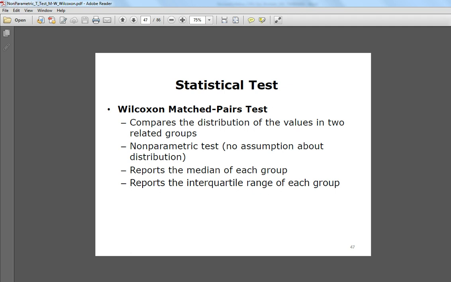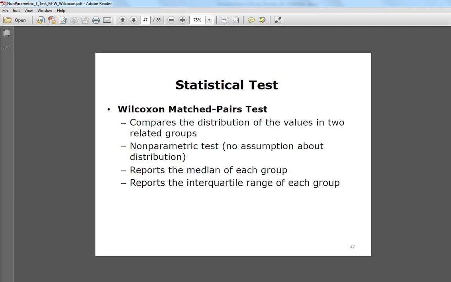What about the Wilcoxon Matched Pairs Test? Well, it compares the distribution of the values in two related groups, just like your paired t-test, but this time it's non-parametric. It has no assumption about the distribution. It does not utilize your mean and standard deviation. But just like your Mann-Whitney U test, it has to start somewhere, and it will utilize the median of its group, and it will also report the interquartile range of each group.